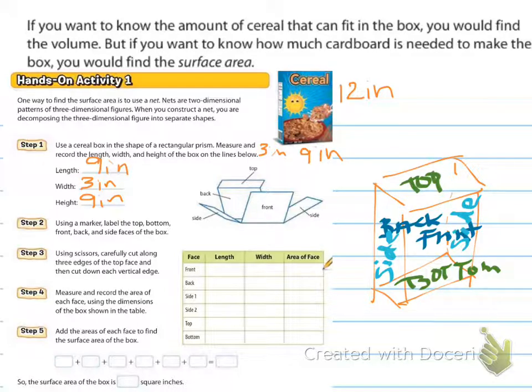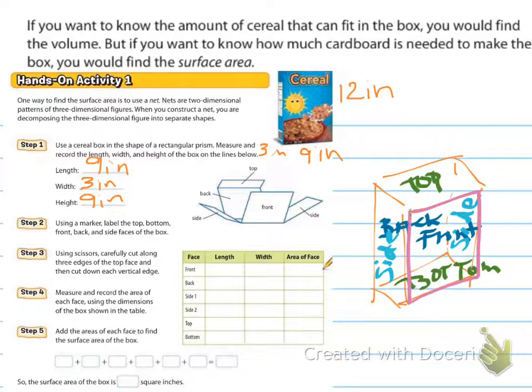So it says using scissors, carefully cut along the 3 edges of the top face and then cut down each vertical edge. Really, it wants us to literally dissect this box. So I'm going to take pieces at a time here. When we're talking about the front, I'm going to highlight things and then delete them as we go so that we can look at it again.